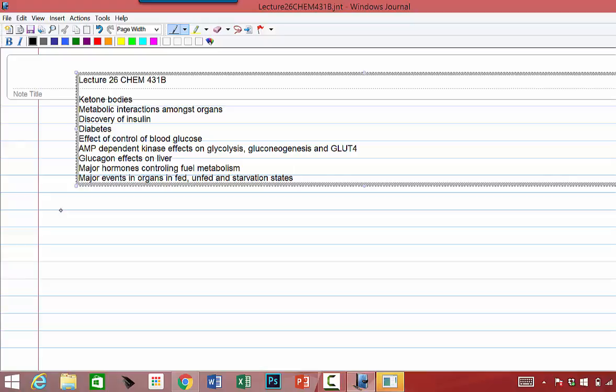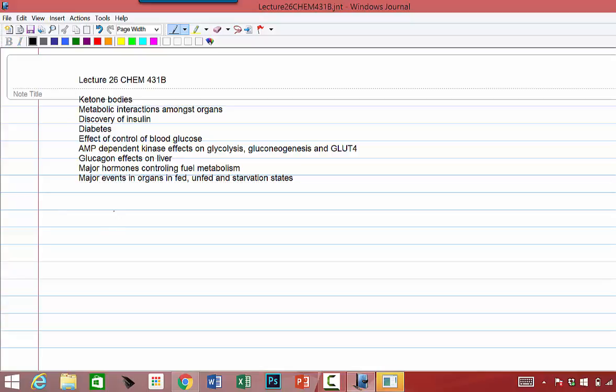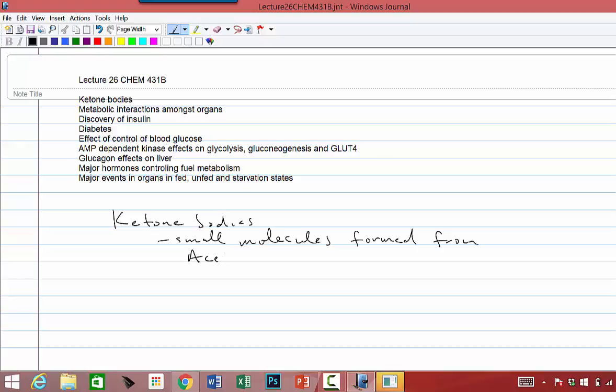Okay, I want to talk a bit about this concept called ketone bodies. Ketone bodies are small molecules produced from acetyl-CoA. So ketone bodies, small molecules formed from acetyl-CoA. And they can be used as alternative energy sources.